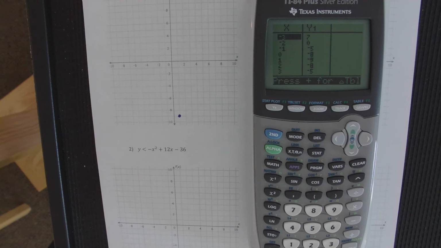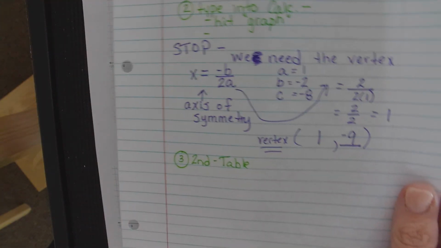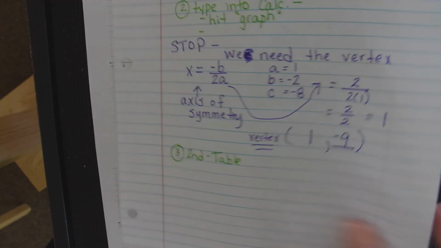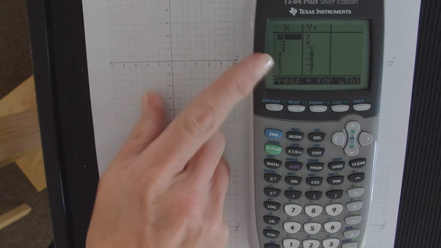We did the math for the axis of symmetry, negative b over 2a. We found x. We didn't even do the math to get y, because what can we use? The table.